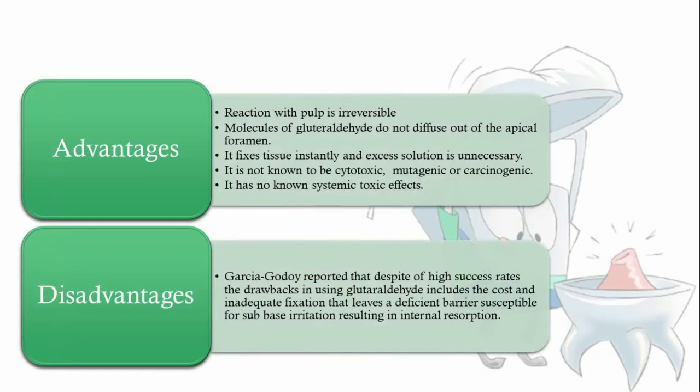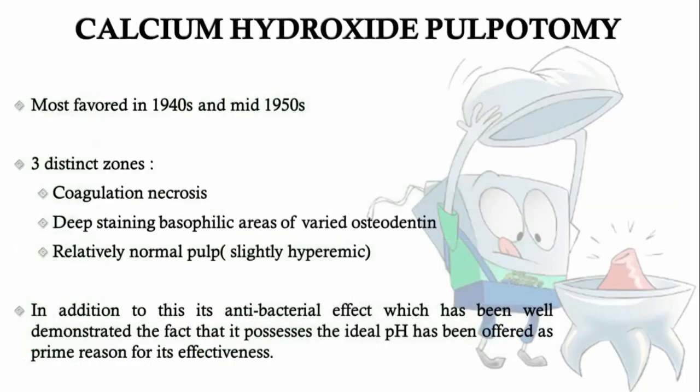Let's see its advantages and disadvantages. The advantages include: reaction with pulp is reversible. Molecules of glutaraldehyde do not diffuse out of the apical foramen. It fixes tissue instantly, and excess solution is unnecessary. It is not known to be cytotoxic, mutagenic, or carcinogenic, and it has no known systemic toxic effect. The disadvantages include: it is expensive, and it also causes irritation, which results in an internal resorption.